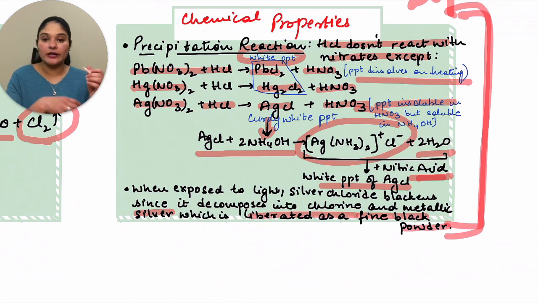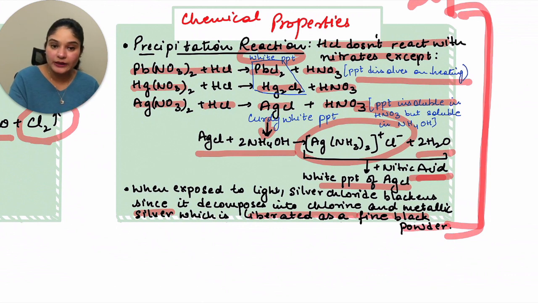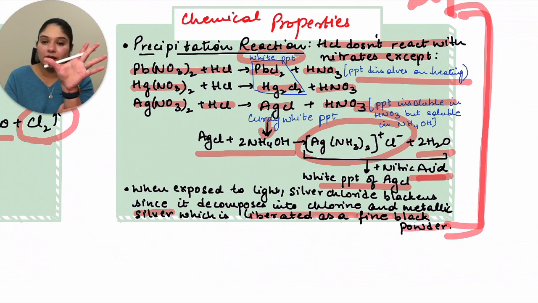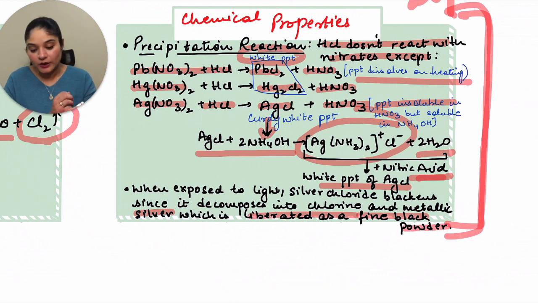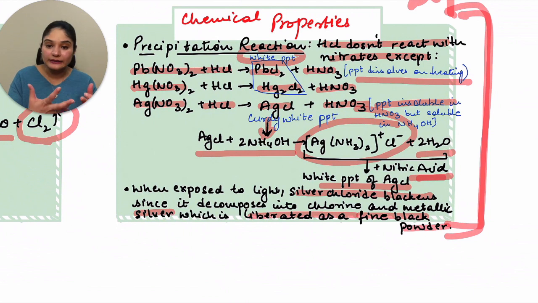Silver nitrate, when it reacts with HCl, gives you AgCl, which is the curdy white PPT. This curdy white PPT, when it reacts with ammonium hydroxide, gives you silver diamine chloride plus water. This entire compound, when it reacts with nitric acid, will give you a white PPT of AgCl. And when you expose this to sunlight, the silver chloride blackens since it decomposes into chlorine and metallic silver, which is liberated as a fine black powder.